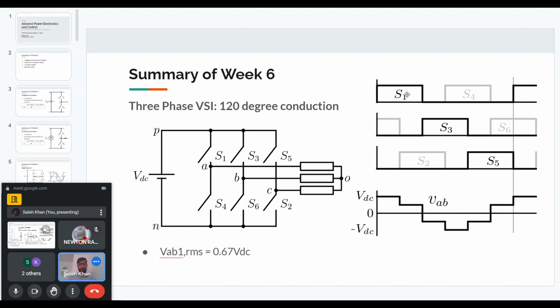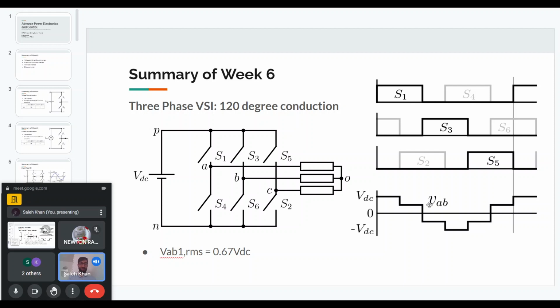line voltage. In the first 0 to 60 degree operation, we have S1 and S6 on. In leg A, S1 is on, and in leg B, S6 is on. So we will get VDC across AB. That is understood because A will be connected to point P and B will be connected to point N. So we will get VDC across VAB.